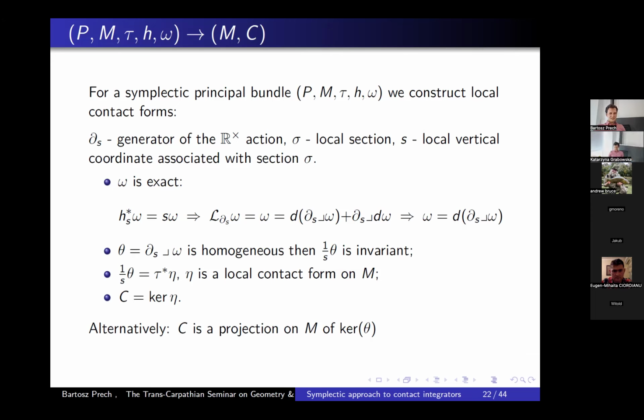So let's assume this. And then one can show that theta, given by the contraction of ds with omega, is homogeneous. So if we divide it by the local vertical coordinate, this would be an invariant. And an invariant on this principal symplectic bundle will be a pullback from a contact manifold. So it will be the pullback of some form. And by explicit calculations, one can see that it is indeed a local contact form. And we can define a contact distribution to be its kernel.